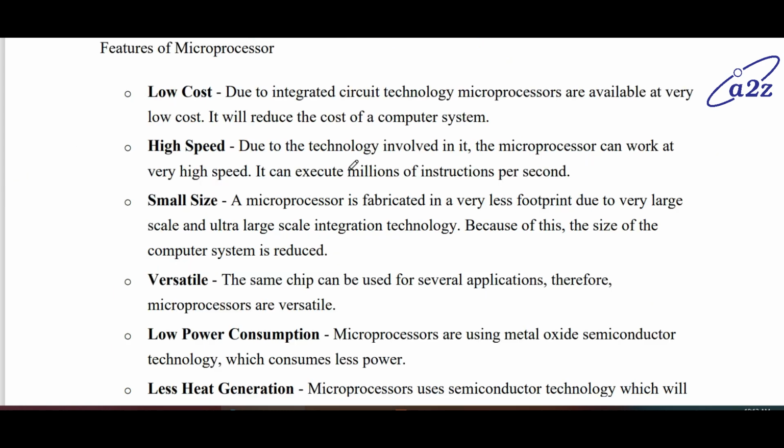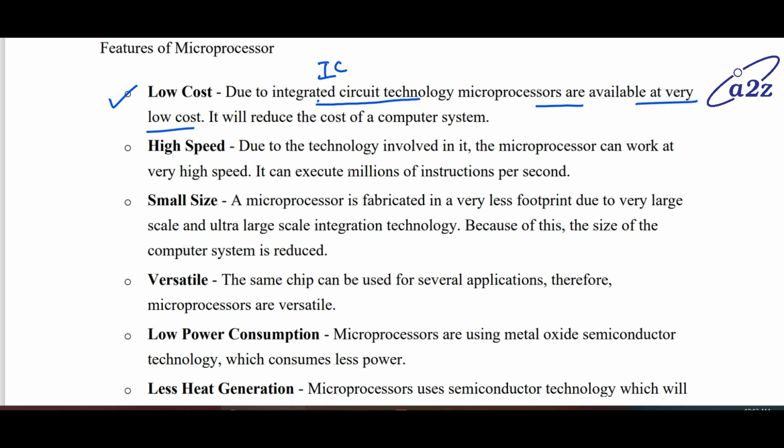Next is features of microprocessor. Now, what are the basic features or advantages of microprocessor? First, low cost. What is the meaning of low cost? Due to integrated circuit technology, IC, microprocessors are available at very low cost.